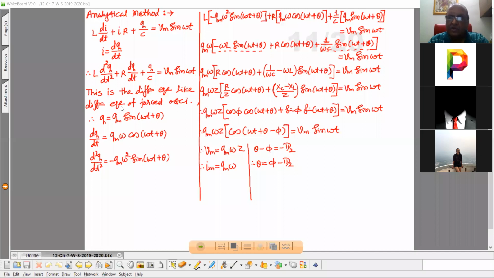And in that solution, the capital A that we took, that is amplitude. Amplitude means maximum value of displacement.